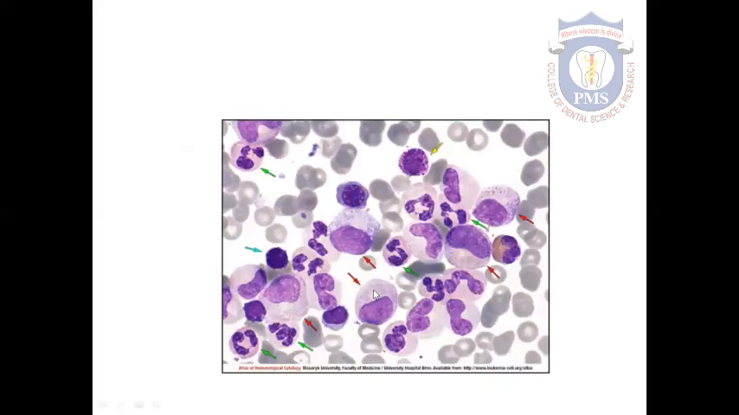This is the peripheral blood picture in chronic myeloid leukemia. Here you can see the majority of cells are neutrophils and their immediate precursors. You can see mature segmented neutrophils here, as well as its immediate precursors like metamyelocytes and myelocytes. Also, you can see a basophil and an eosinophil, as well as a normoblast in this picture.